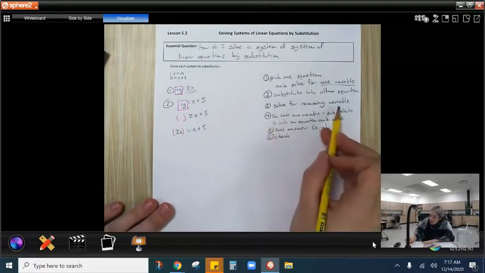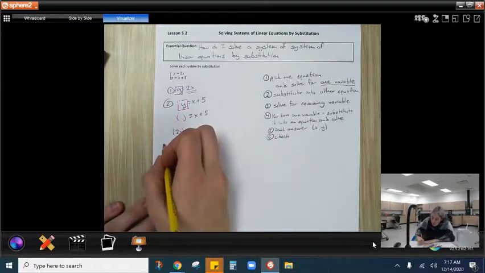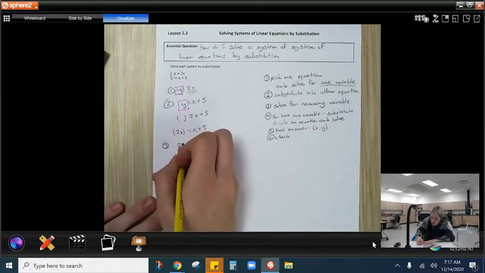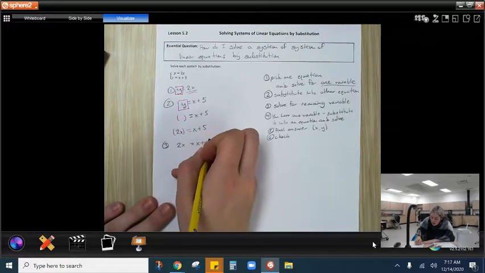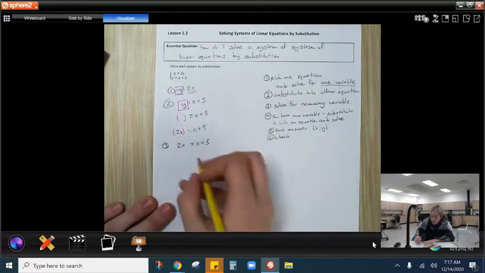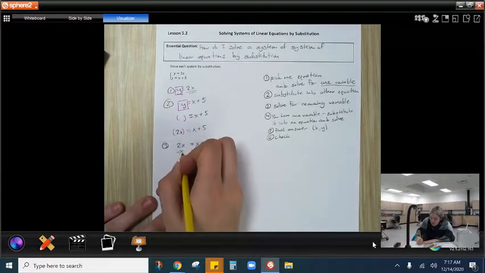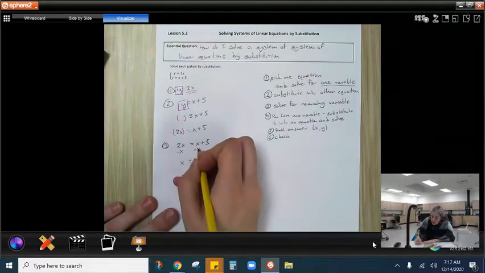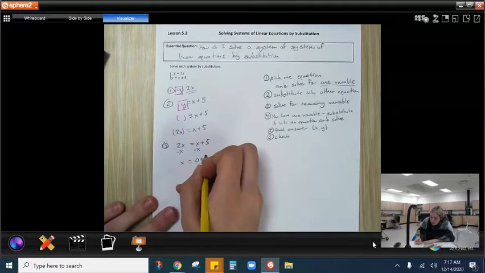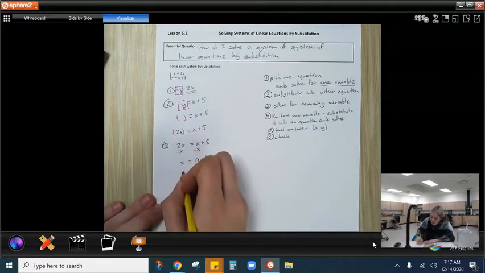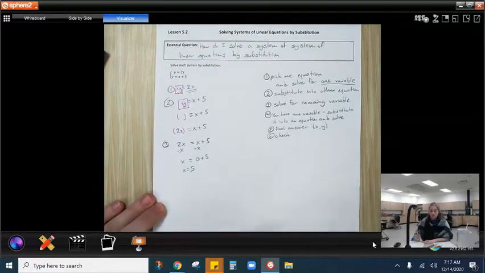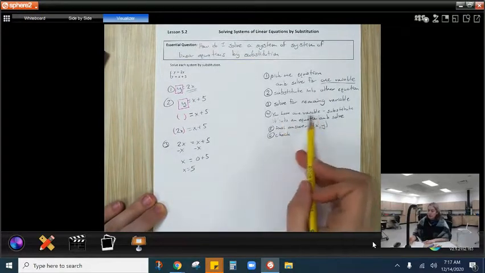Third thing says solve for the remaining variable. So I need to solve this for x. If I have 2x equals x plus 5, I need to get x by itself. Well, I'm going to subtract x on both sides. So I have 2x minus x is just x. x minus x is 0. 0 plus 5 is 5. So I know that x equals 5.